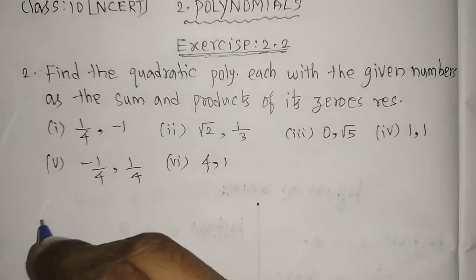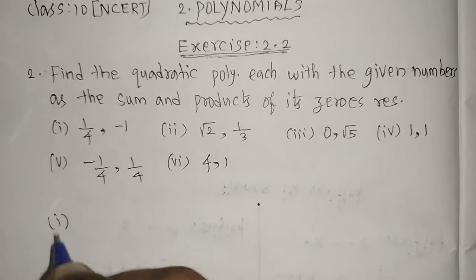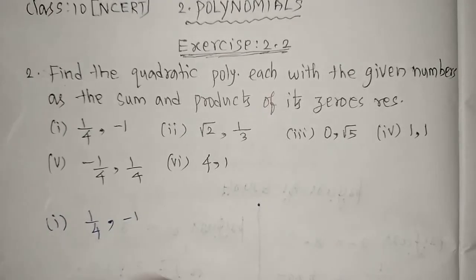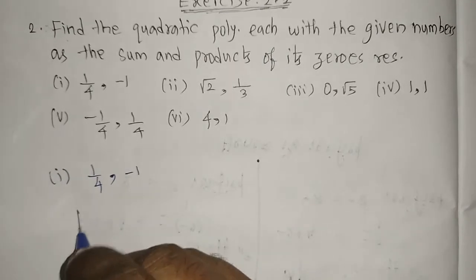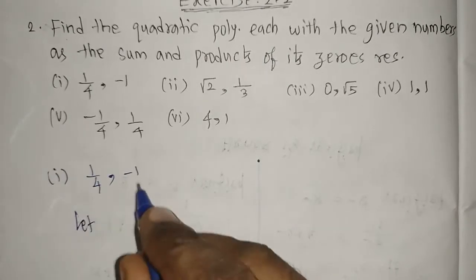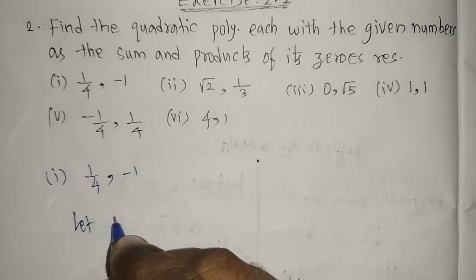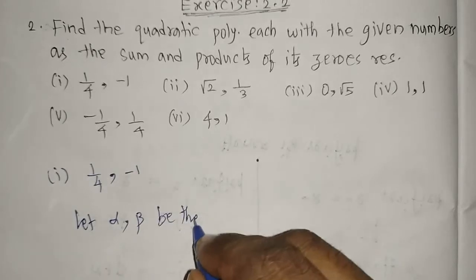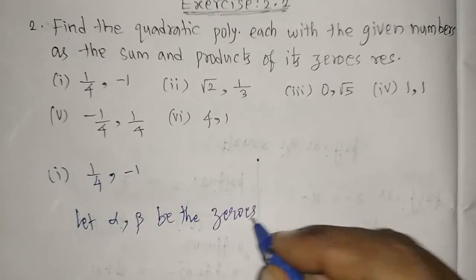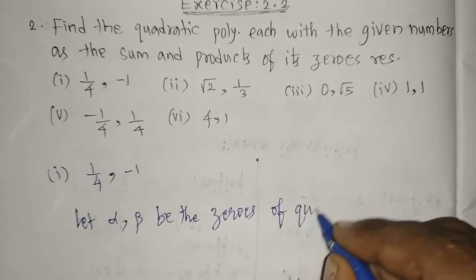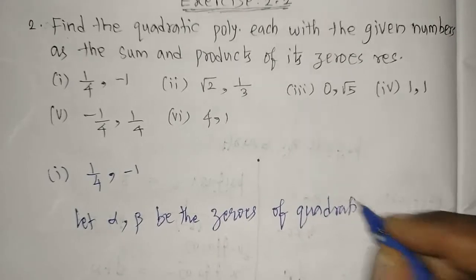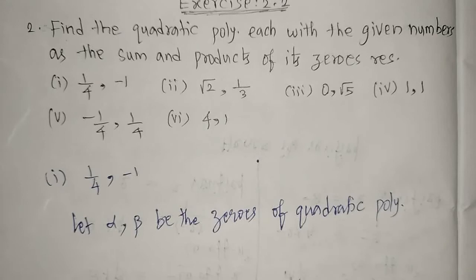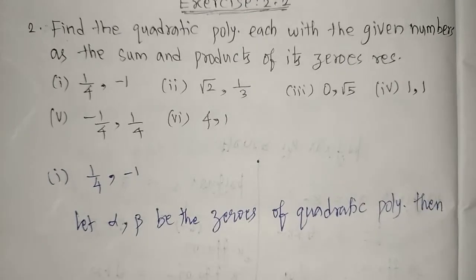So for the quadratic polynomial, first we must know the formula. First question I am going to take, so 1 by 4 and minus 1, that is our question here. They said this is the sum of zeros and this is the product of zeros. For that first we have to take any two zeros. So alpha and beta be the zeros of a quadratic polynomial. Like that I am taking. Then after taking this, what will happen?